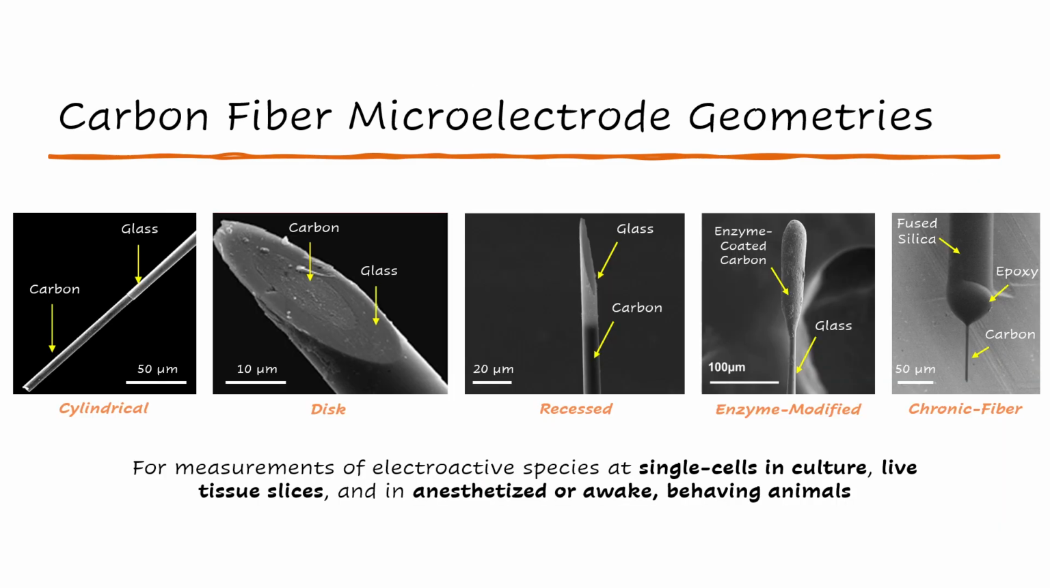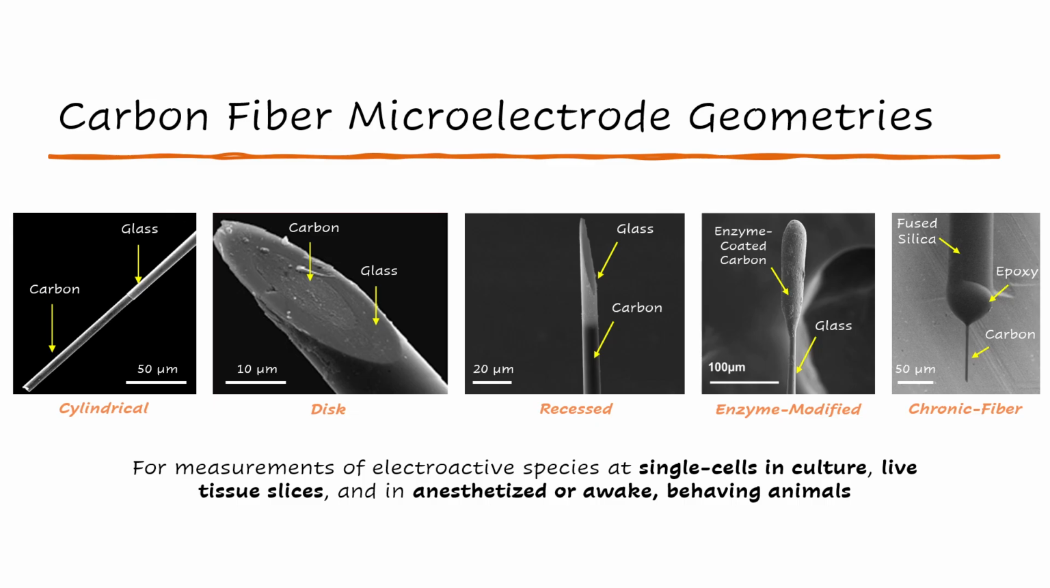One great thing about these carbon fiber microelectrodes is that you can adjust their geometry based on your needs. If you are working in solution or in tissue, cylindrical electrodes are commonly used. However, if you bevel the carbon fiber down to the glass seal at an angle, you can create a disc carbon fiber microelectrode that is great for measuring exocytotic release at single cells.